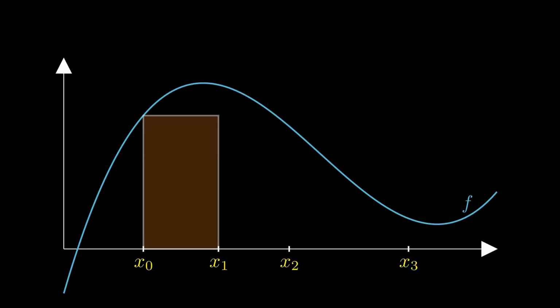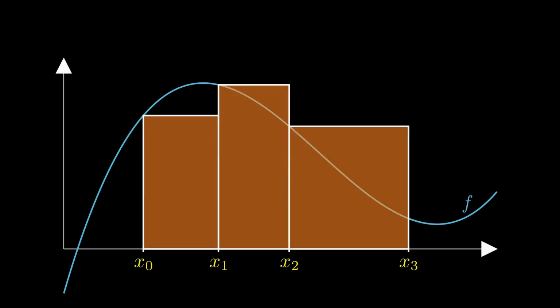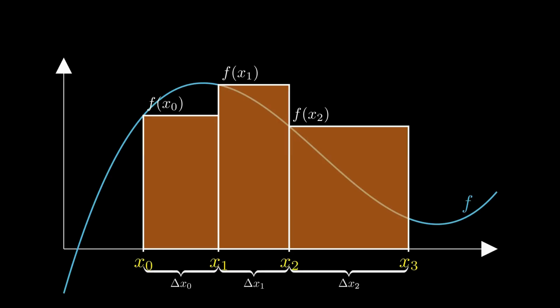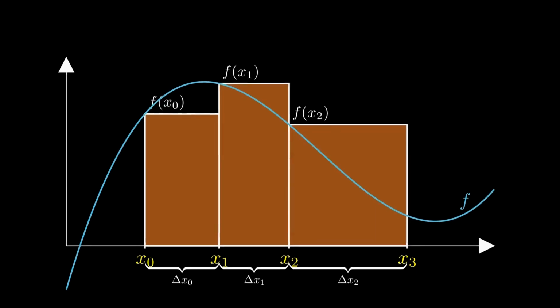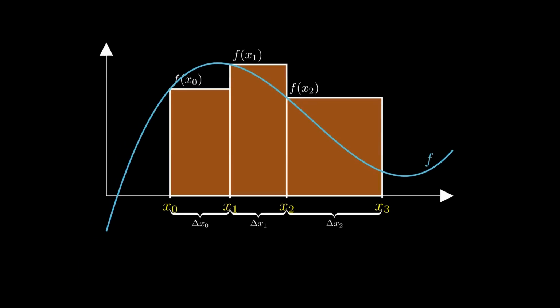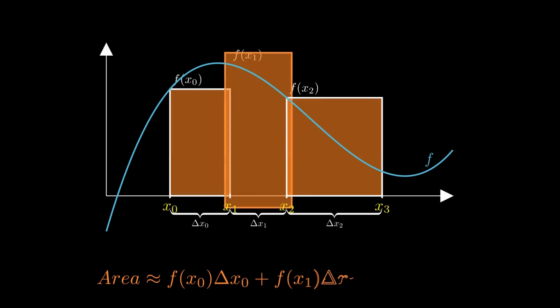Now, for each subinterval, we draw a rectangle. Each rectangle has a base equal to the difference between two consecutive points, delta x sub i, and a height equal to the value of the function at the left point of that subinterval, f of x sub i. By summing the areas of all these rectangles, base times height, we get an approximation of the total area under the curve.